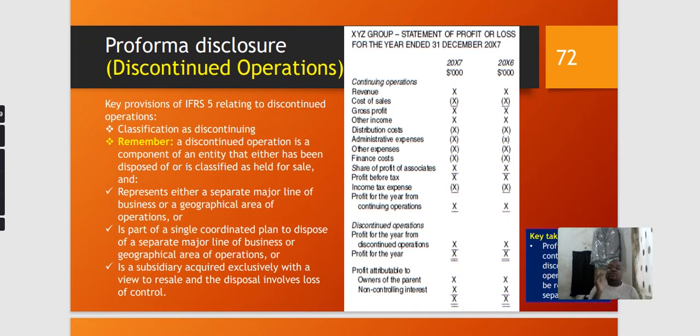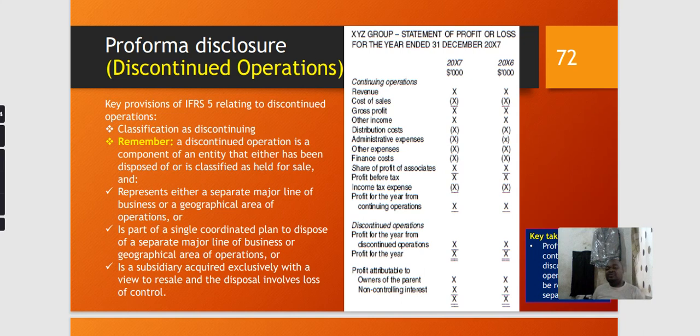Now, ladies and gentlemen, we must be accustomed to this template. Okay, pro forma disclosure for discontinued operations. Key provisions of IFRS 5 relating to discontinued operations. Classification is discontinuing.